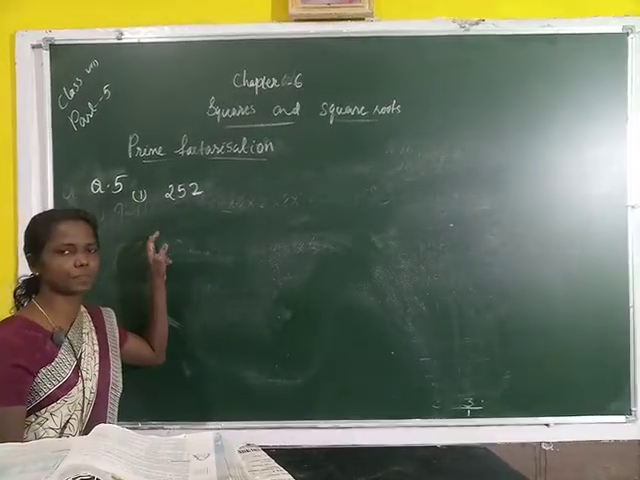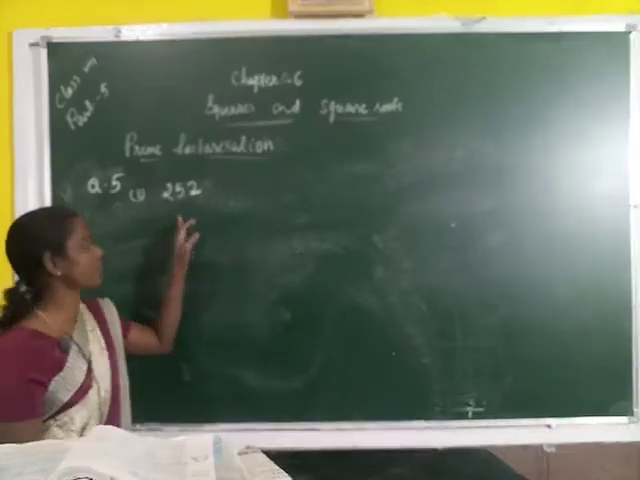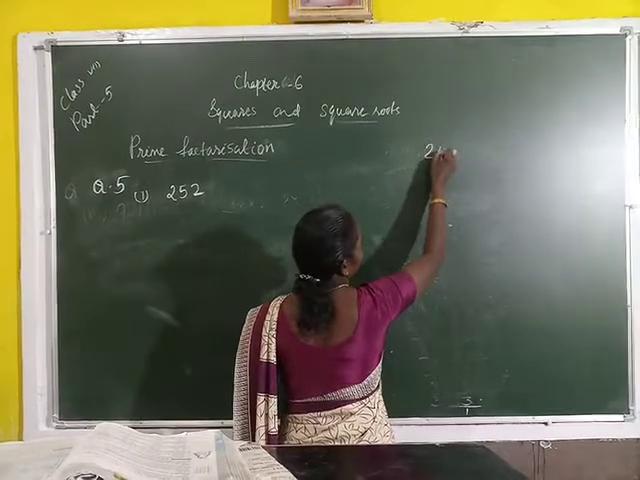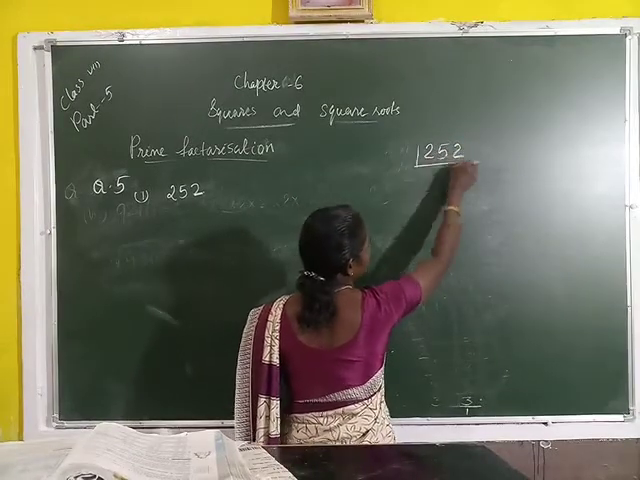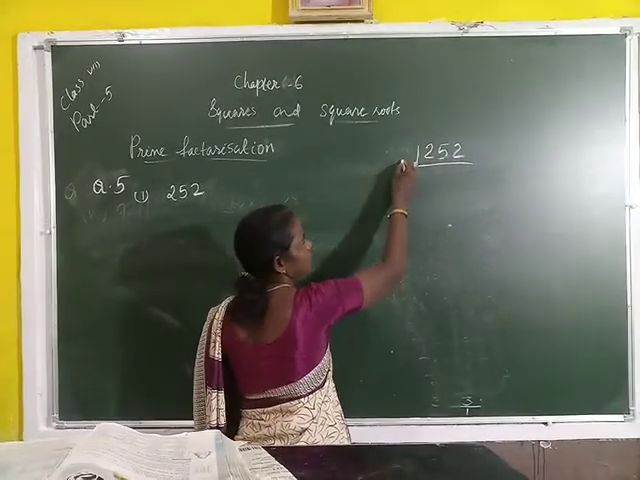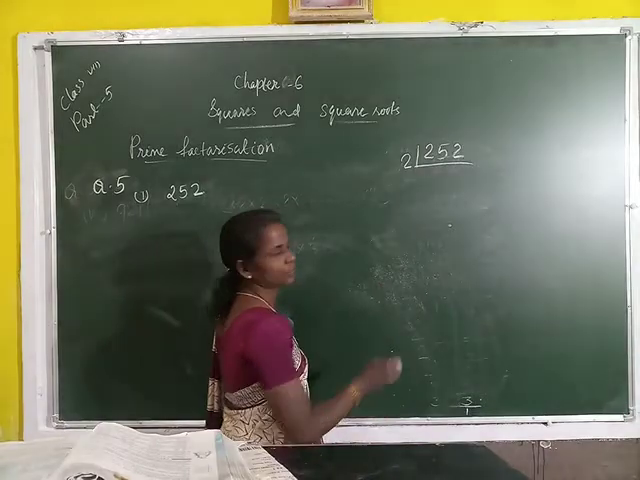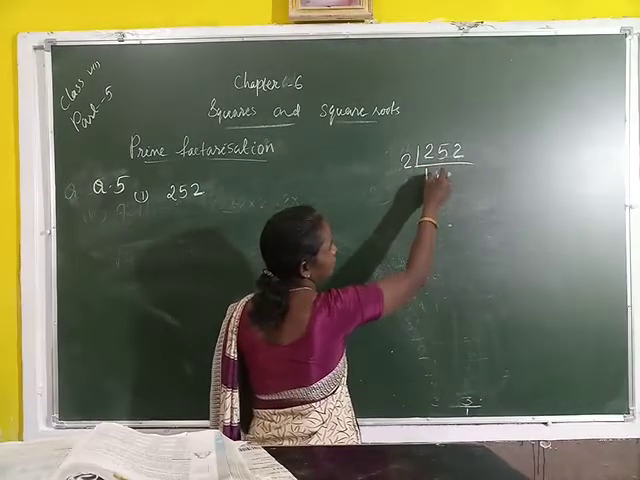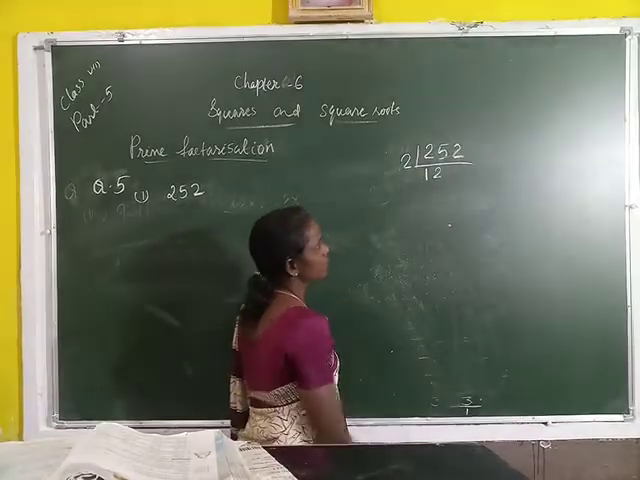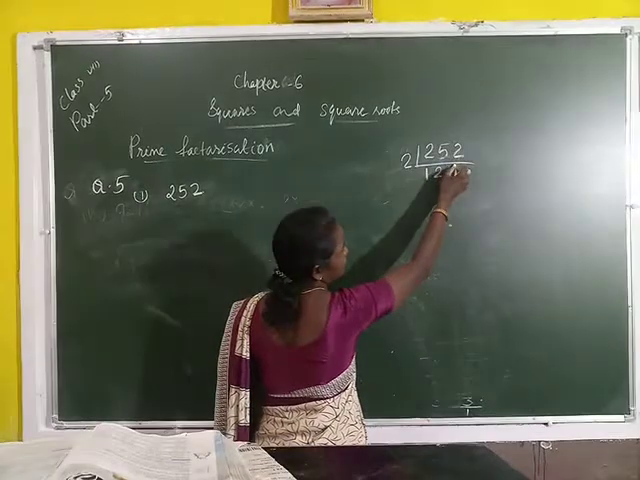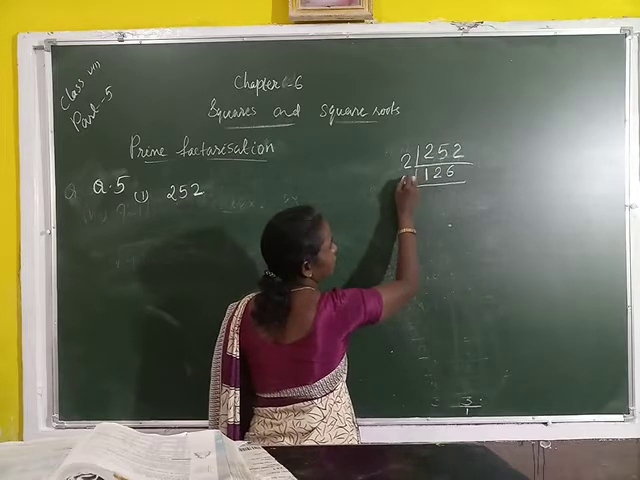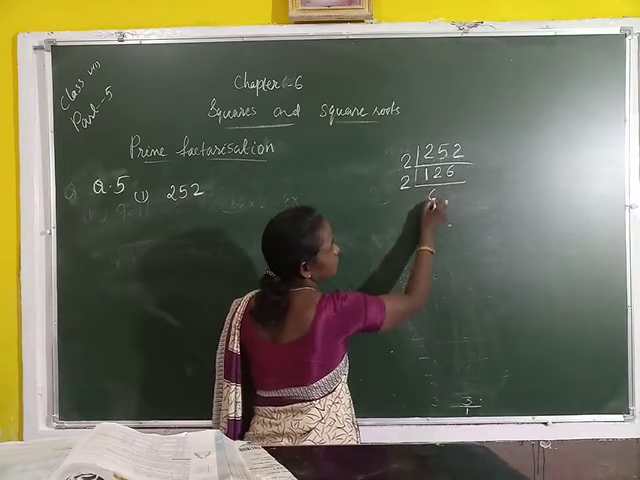So what is the first step? First step, we find out the prime factors of this number. 252 is divided by prime numbers, same as prime factorization. First this number is divided by 2. Then how many times? 2 times. 2 2s are 4, then 5 minus 4, 1. 1 and 2, 12. In 12, 2 6s are 12. Then this number is again divided by 2, then 6, 3.